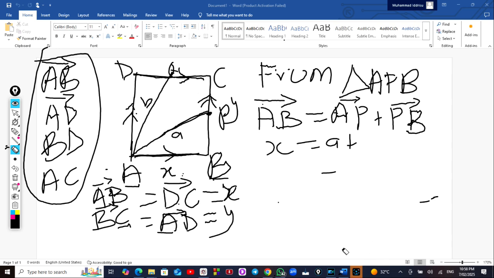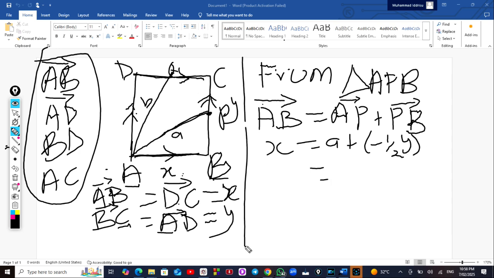So now that we know that PB is negative half Y, we have minus half Y, which is equal to A minus half Y. This is X. We can say that this is our first equation, equation 1. Okay, so let's continue.